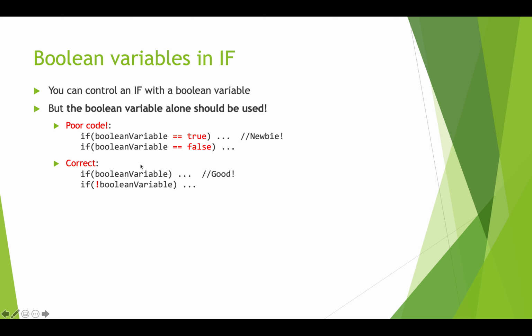So what you do is this. And if you want to only do something if the Boolean variable is false, you put the negation sign at the front of it. And that's how you use Boolean variables correctly. Never test equality against true or false.